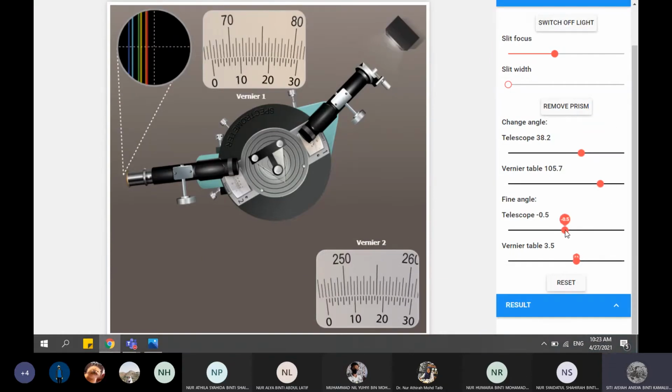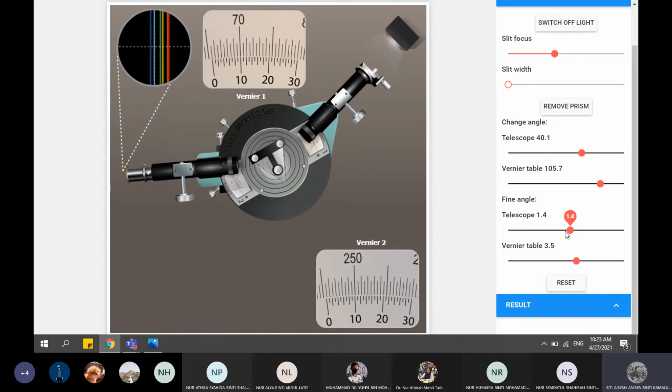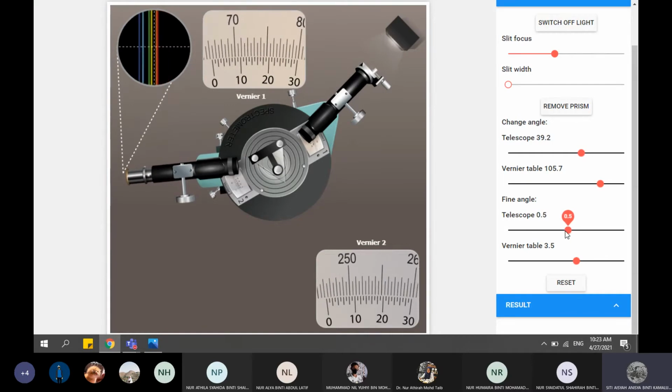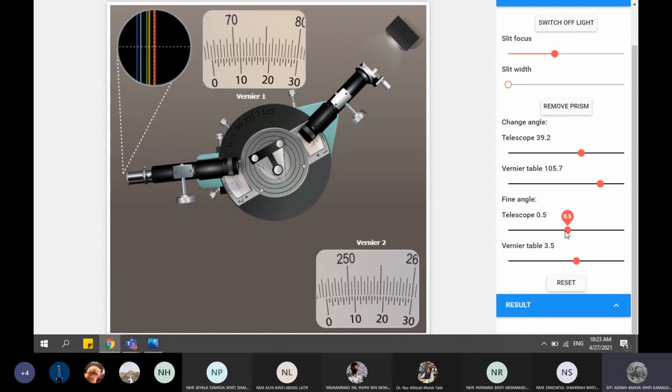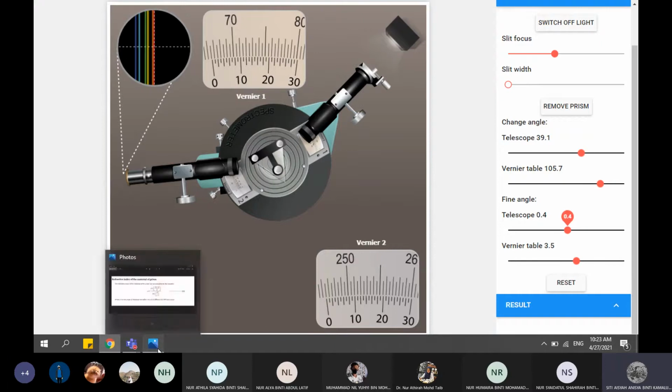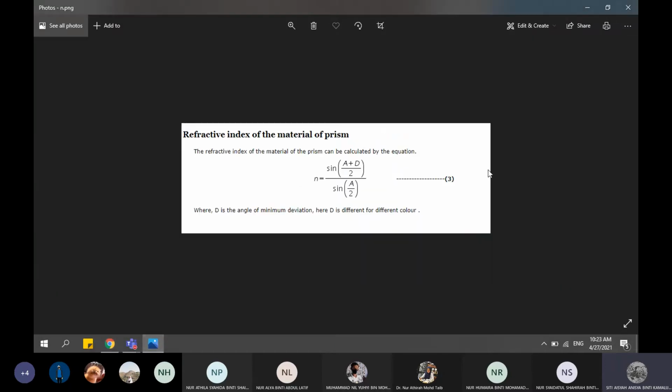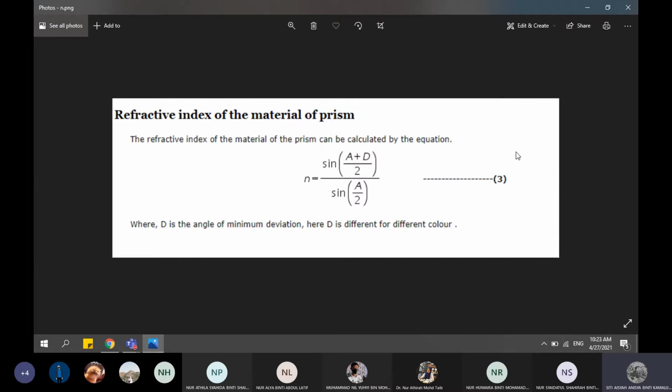And then we move the telescope to get the different rays, the color that we want, to the cross wire. Then we read the readings of the spectrometer, and after that we find the refractive index for this color using the equation. This is the equation to get the refractive index for the lines, the colors that we choose.